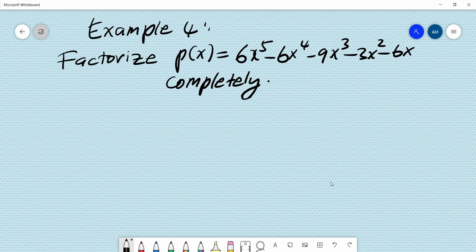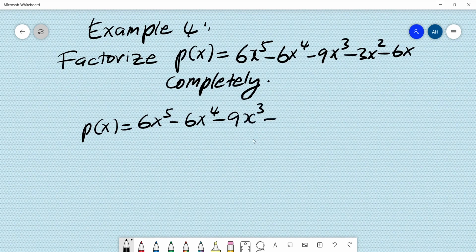Are you ready for example number 4? In this question we are asked to factorize this polynomial, that is P(x) equals 6x to the power 5 minus 6x to the power 4 minus 9x cubed minus 3x squared minus 6x, completely. So let's write down P(x) again: P(x) equals 6x to the power 5 minus 6x to the power 4 minus 9x cubed minus 3x squared, and we have minus 6x.